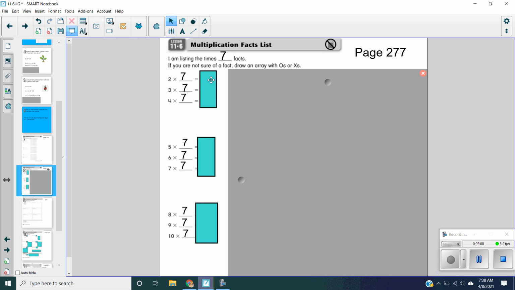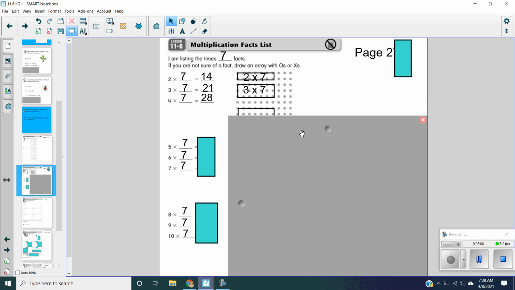All right, so I started with 2 times 7, which I knew was 14. 3 times 7 was 21. 4 times 7 is 28. And I did show that for each of these. I boxed in my array to use my dots on the side.